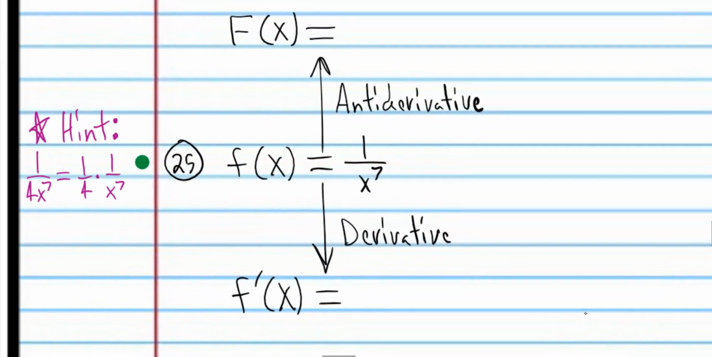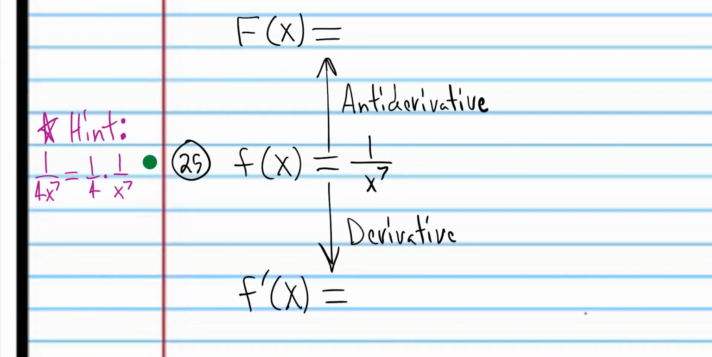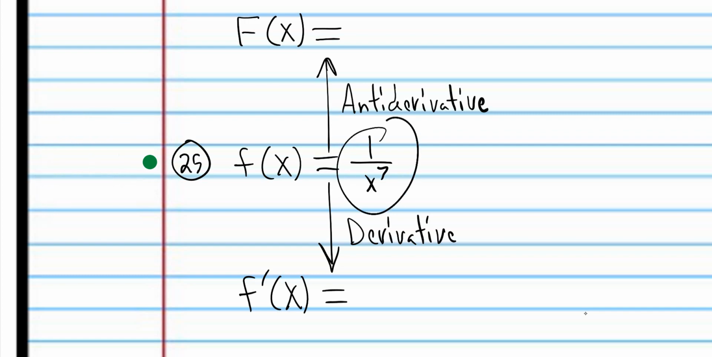But you're going to need them for problem 25. So remember, you're going to have to change the form of this first. So use exponent rule number 8 to change the form, and then you can use the power rule to find the derivative. So try number 25. When you come back, we'll do it together.